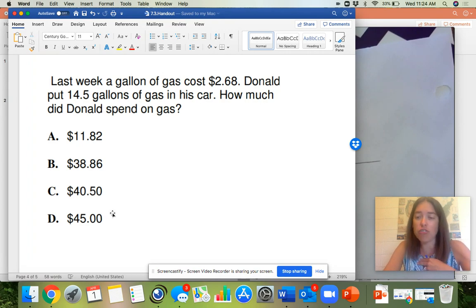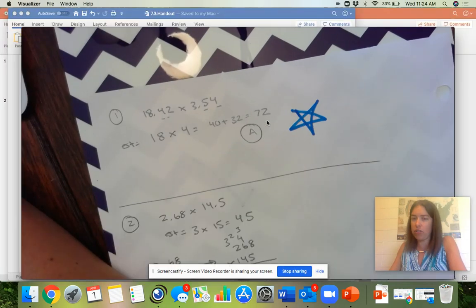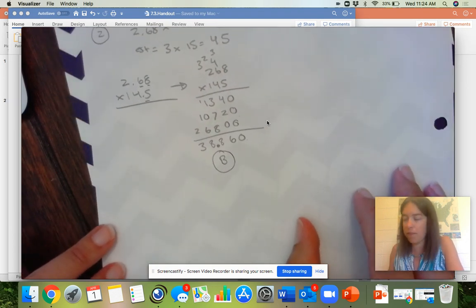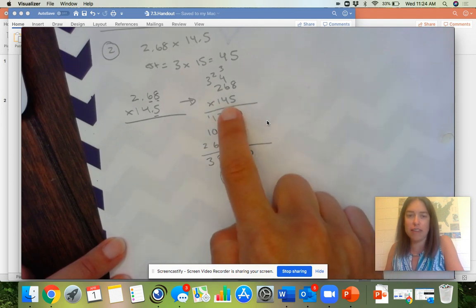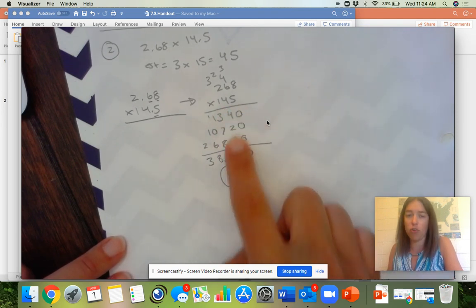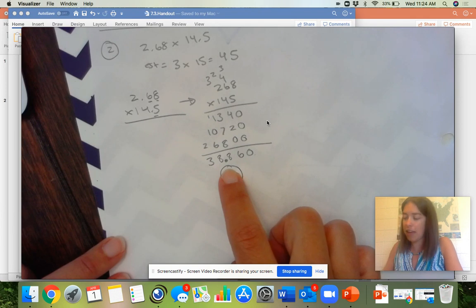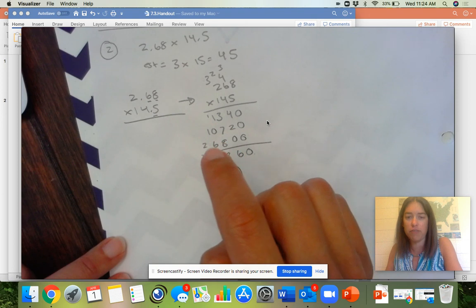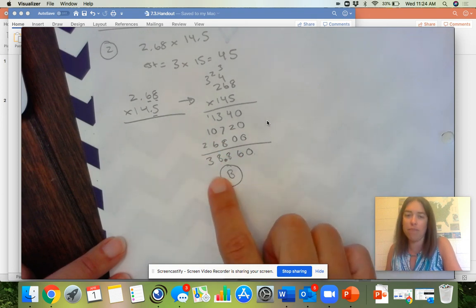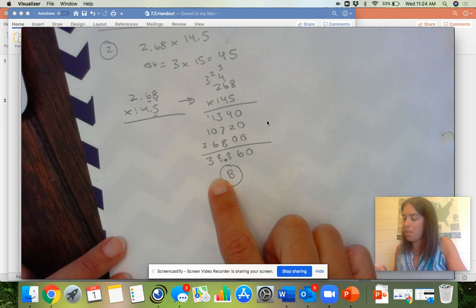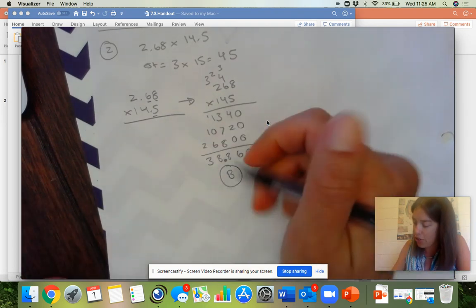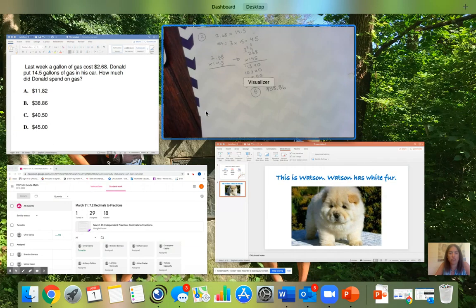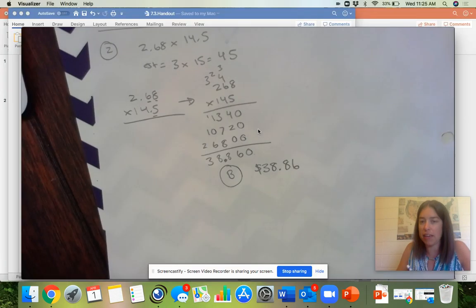So here, I chose to use the standard algorithm. This is what it looked like when I solved using the standard algorithm. I took out my decimal point. I lined up my numbers, 268 times 145. I got to a total of 38,860. I knew I needed to move it 1, 2, 3 decimal points to get me to an answer close to 45. And that's how I got 38 and 860 thousandths. Because it's money, we just write it as $38.86. And as I go back to my answer choices, that matches B.